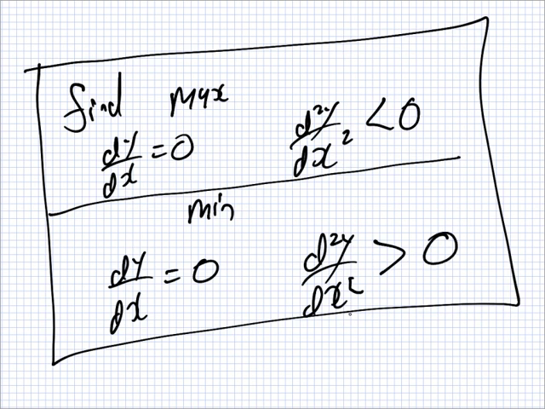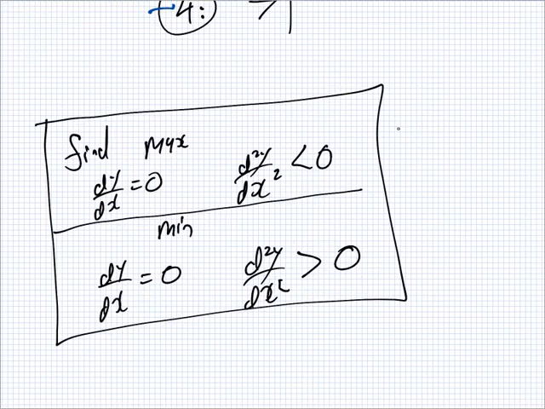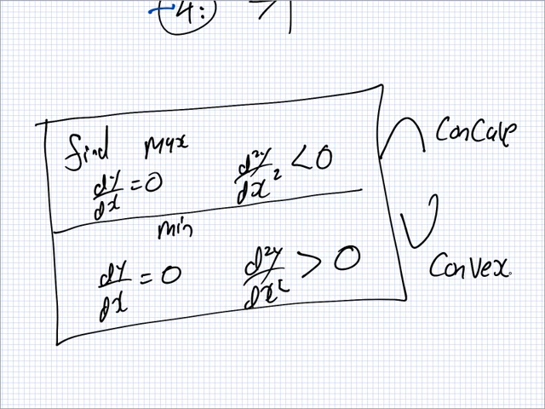Let us have a look at an example in a moment. You definitely need to write this table down. This corresponds to being concave, and this corresponds to being convex.